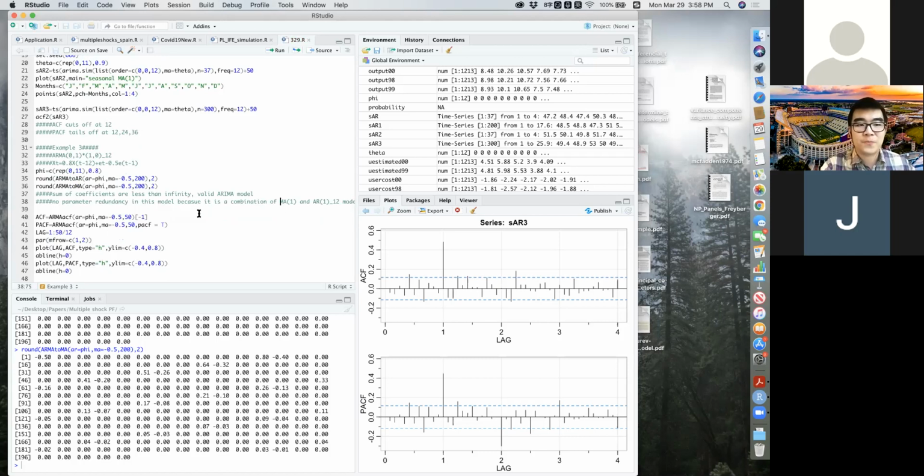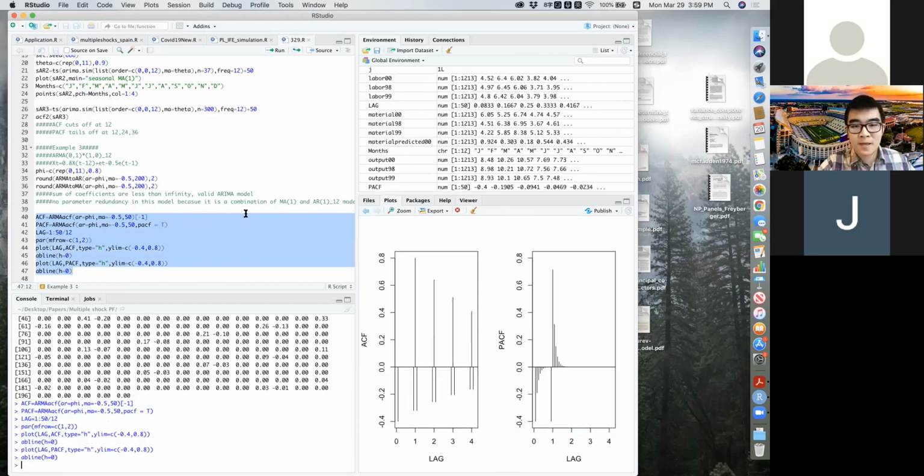All right, the next question we want to ask is: how about the ACF and the PACF plots of this multiplicative seasonality model? Does the ACF and the PACF plot also have these tails off and cuts off properties? That's the question we want to ask. So let's plot the ACF and the PACF and give you some comments.